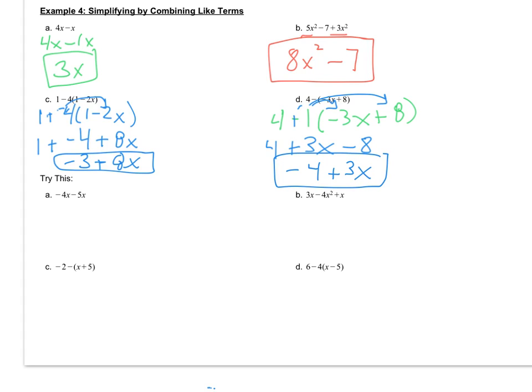Now what I'd like you to do is try the 4 problems below, A, B, C, and D, and then check your answers when you are finished. If you have questions, please let me know. Hit the pause button now and unpause it when you're ready to check your answers.